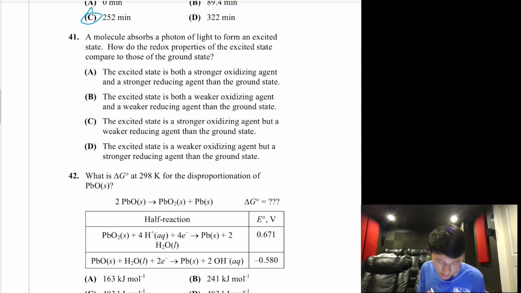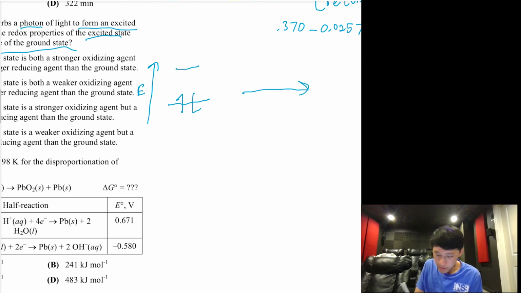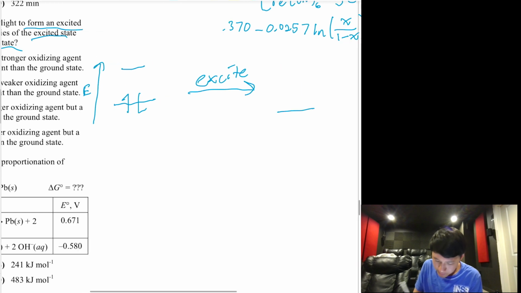Problem 41. A molecule absorbs a photon of light to form an excited state. How do the redox properties of the excited state compare to those of the ground state? Now, we have some compound in its ground state. Its electrons are all going to occupy the lowest energy molecular orbitals. So let's say this is an energy diagram. When we undergo some sort of excitation with light, we're going to have the electron jump to a higher energy level. So it might maintain its spin or flip its spin, but that is completely irrelevant to this question.